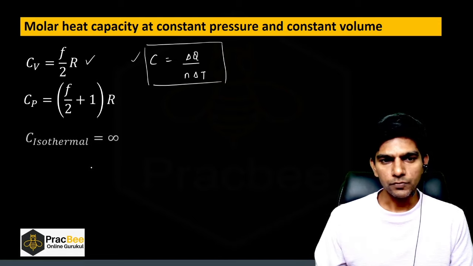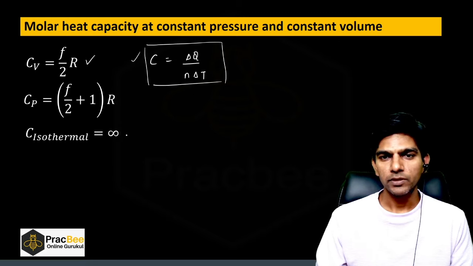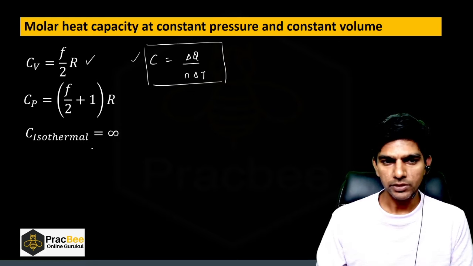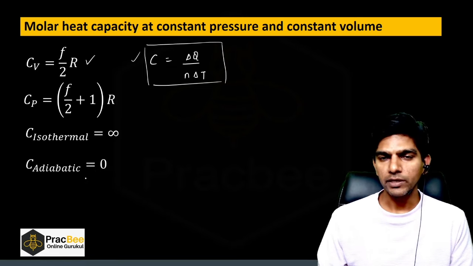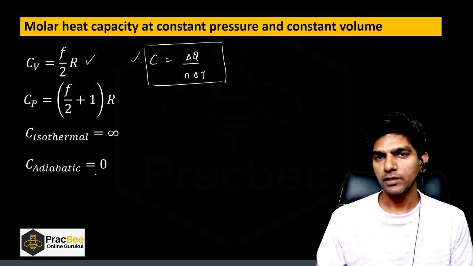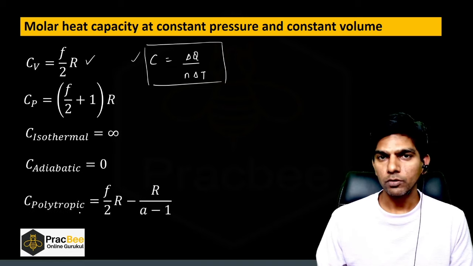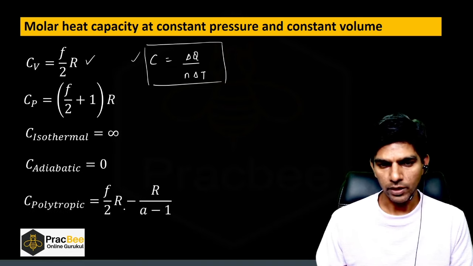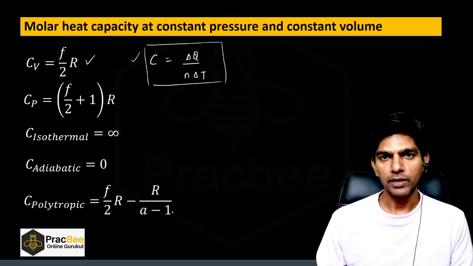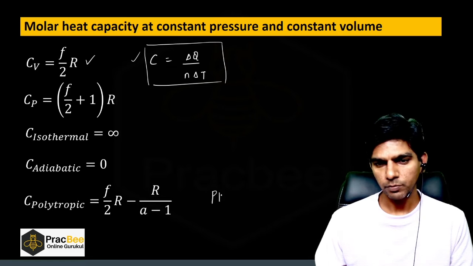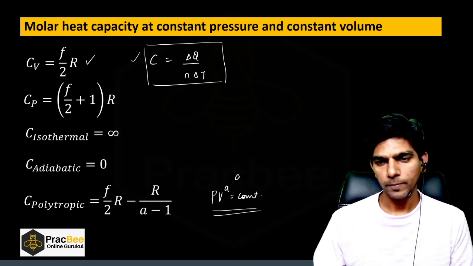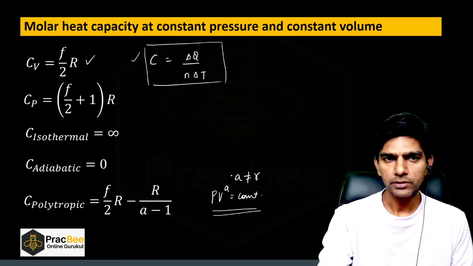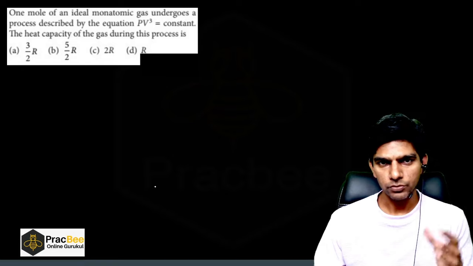So in case of an isothermal process, since delta T is zero, because there is no change in temperature in an isothermal process, the molar heat capacity will become infinite. And for an adiabatic process, delta Q is zero, so the molar heat capacity is zero. And for a polytropic process, it will be given by F by 2 R minus R upon (a minus 1), where a is nothing but PV raised to power a equals constant, right? So this is basically a polytropic process, where this a is not equal to gamma. So do remember this. Now let us see some illustrations based on those concepts.